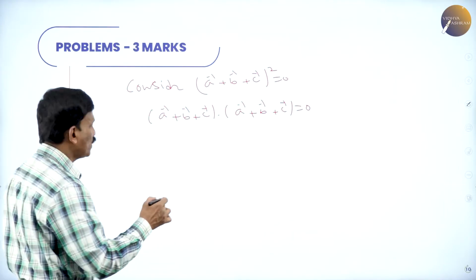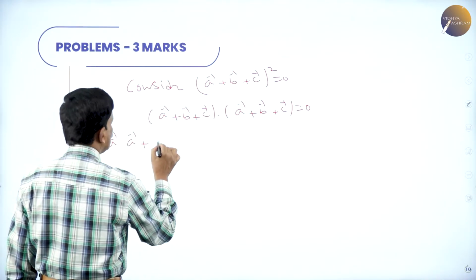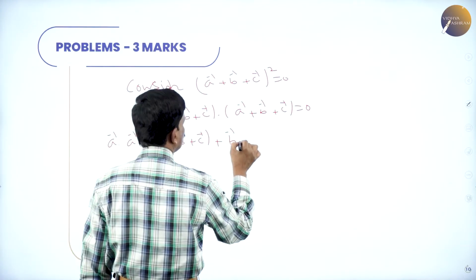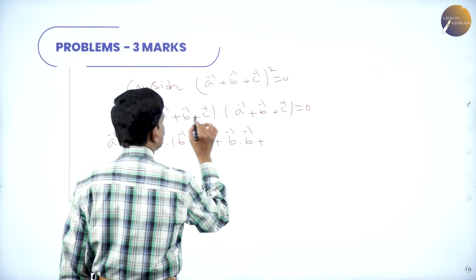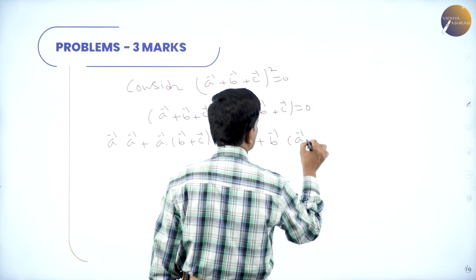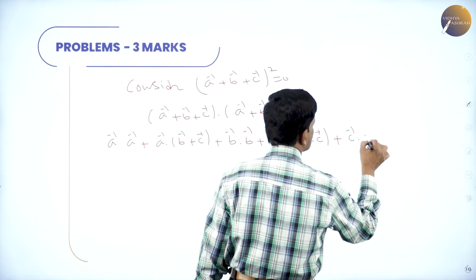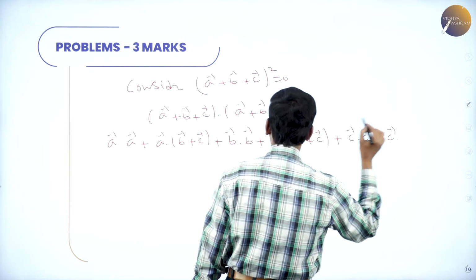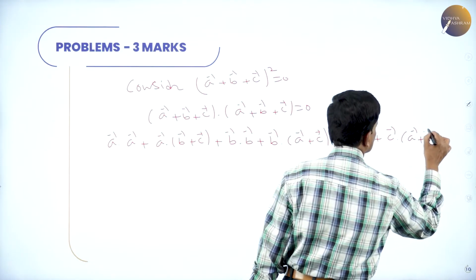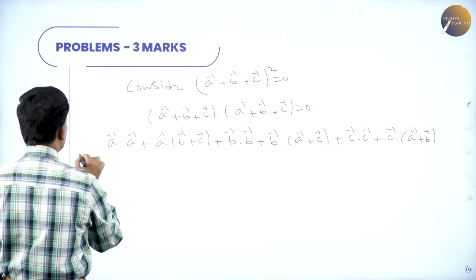Right. Now simplify this. This can be written as A dot A plus A dot B plus C, plus B dot B plus B dot the remaining vector, that is A plus C. Similarly, C dot C plus C dot the remaining vector, A and B, vector A plus B. Okay. Now, this is nothing but A plus B plus C whole square.